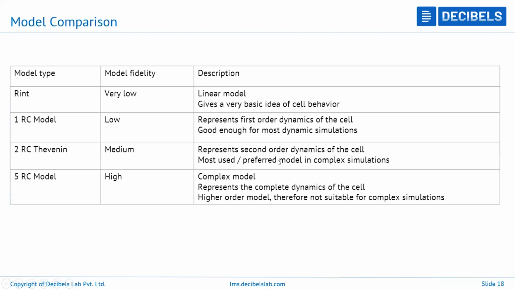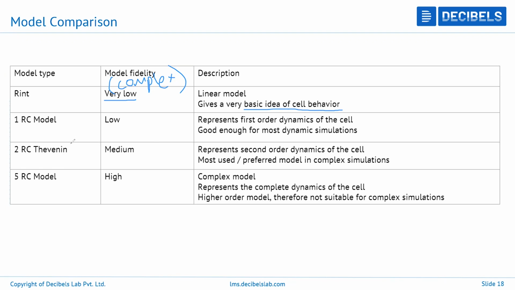If you go for model comparison, here is a good and quick overview. We have the model type, the model fidelity, which is nothing but your complexity, how complex it is, and then the final comments or descriptions. You can take a quick look. RINT is very low fidelity, enough to give you a very basic idea. It won't give you a good idea of how nonlinear characteristics can be achieved or performed.